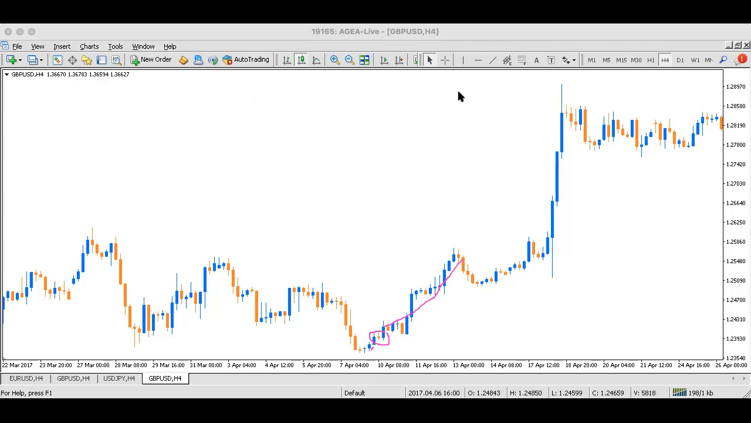Second rule is to mark off the zone of the bearish candle, the sandwich bar, as your place of retest.